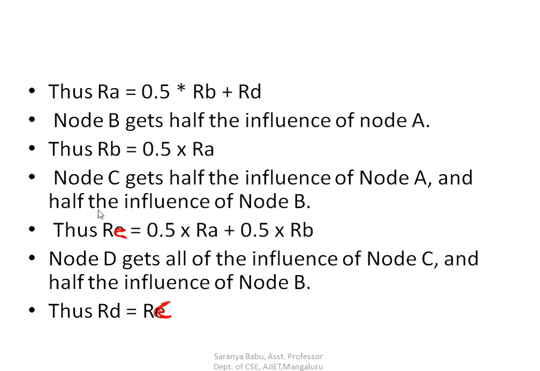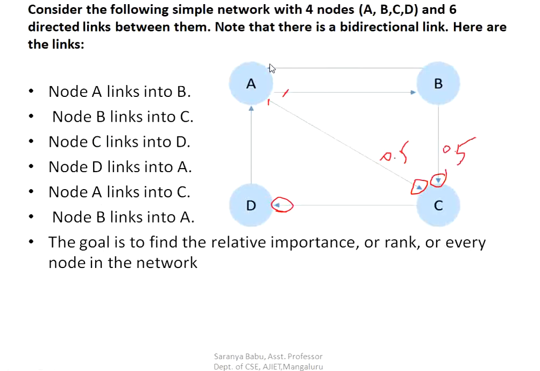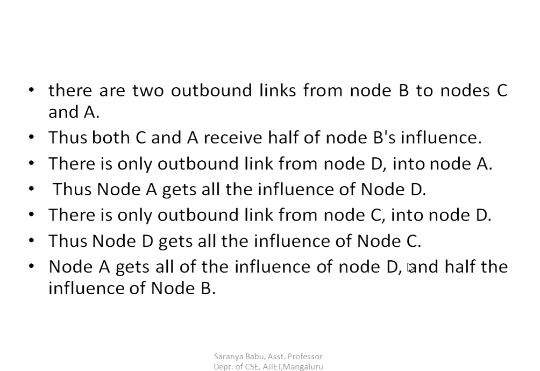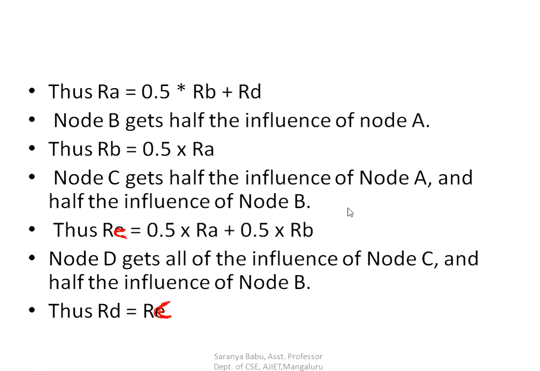When any set of nodes is given, try to calculate the equations for each rank. Okay, rank of A. When you calculate the rank of A, you check how many incoming links it has. First you note down all the links, and check for each node how many outbound links it has. Like this you make a list. And then you have to frame this equation.